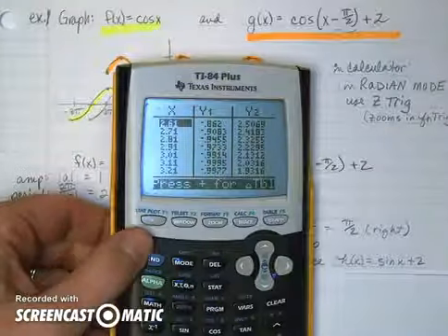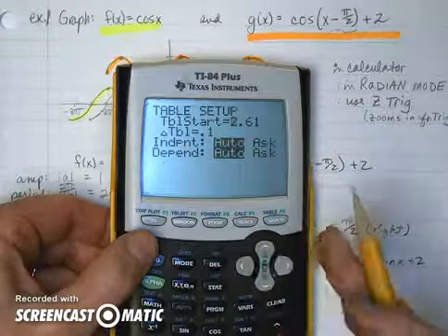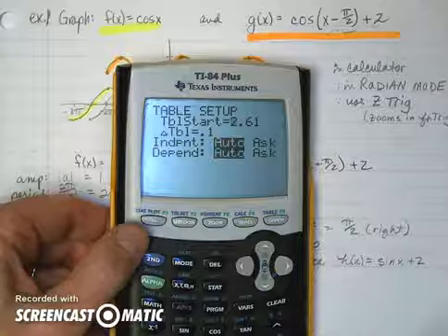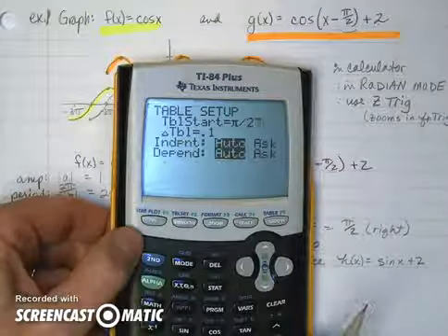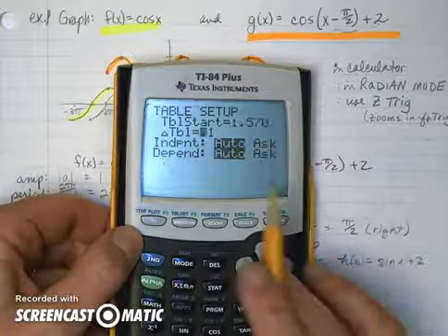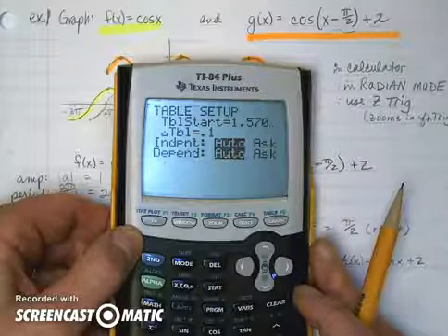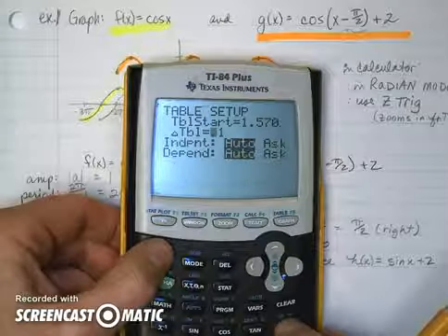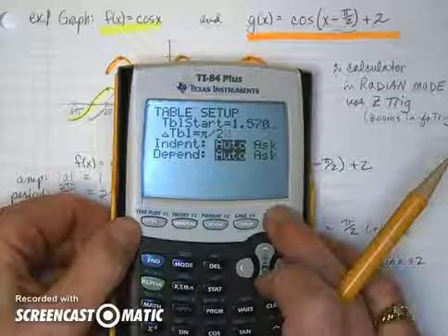So if I go to the table and want to know what would happen, let's say at, let me ask it at pi over 2. I want it to start at pi over 2, and I want the table to change by what value? You want it to change by pi over 2 maybe. Pi over 2. Let's see what happens.